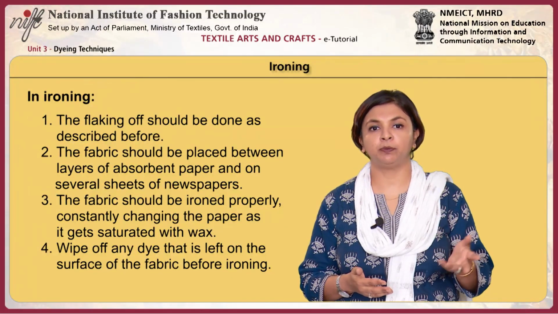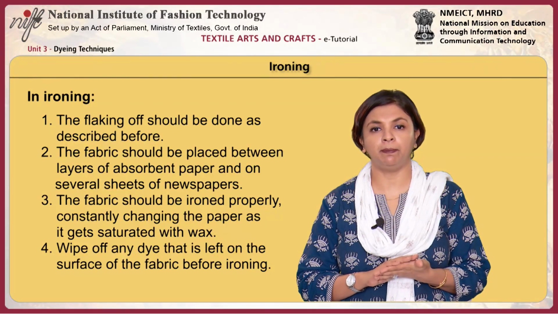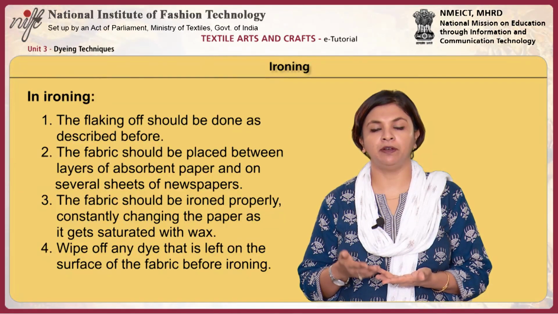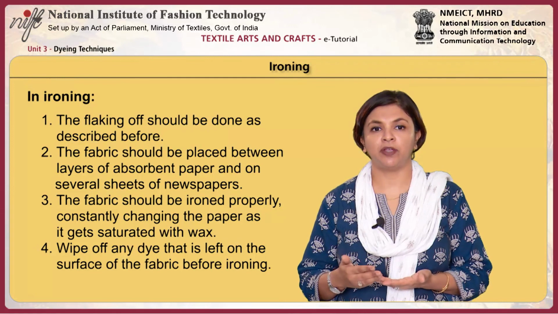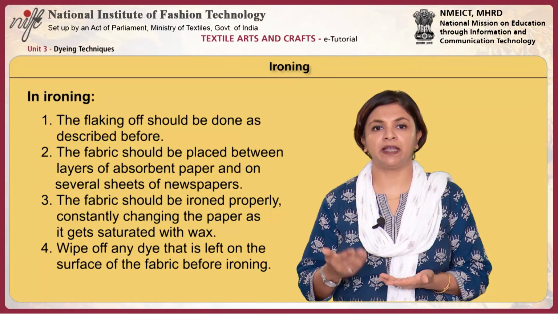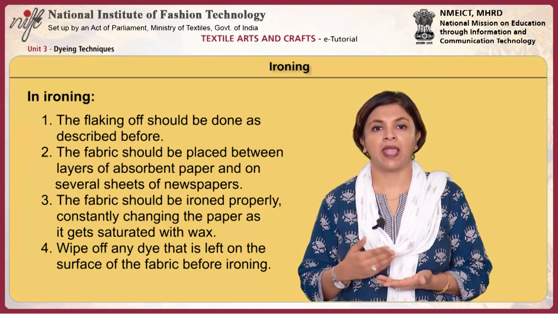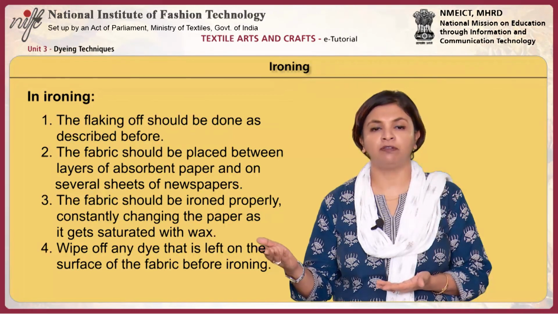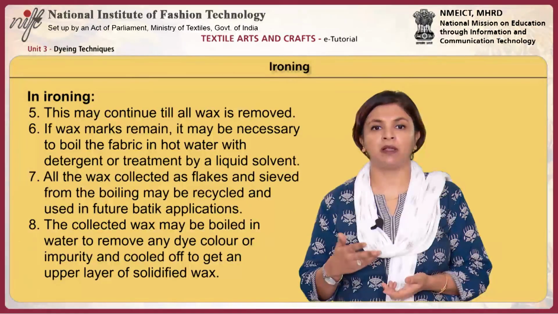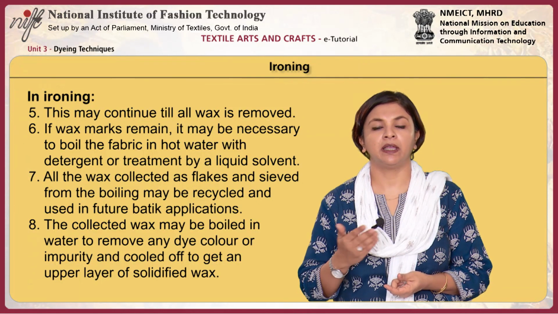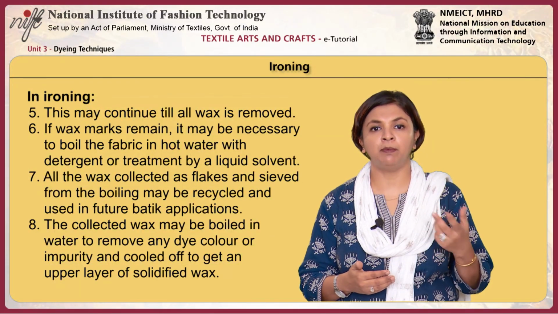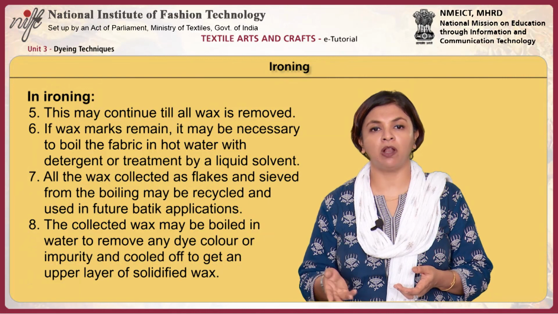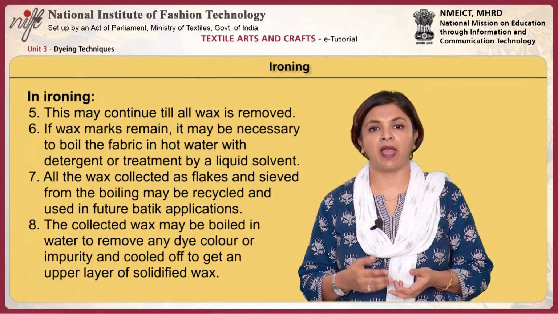Next, the fabric should be placed between layers of absorbent paper on several sheets of newspaper. The fabric should be ironed properly, constantly changing the newspaper as it gets saturated with wax. Any dye left on the surface of the fabric must be wiped off before ironing. This may continue until all the wax is removed. A final boil in hot water with detergent or treatment by a liquid solvent may be necessary if wax marks remain.